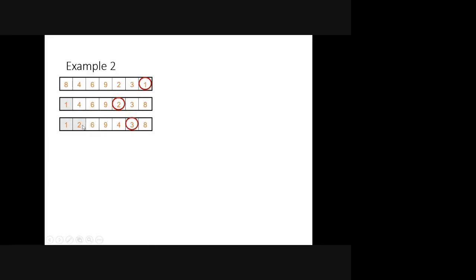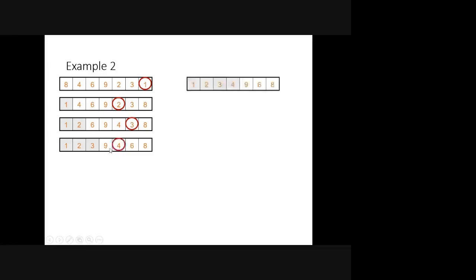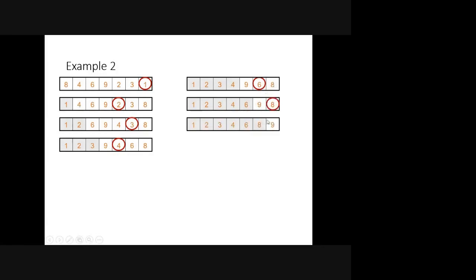3 and 6 will be swapped. Next minimum for the fourth element is 4 here. 4 and 9 will be swapped. Then next is 6. 6 and 9 will be swapped. The next, 8, and this will be swapped. So this is how you have to find it. Finally the sorted array comes up.